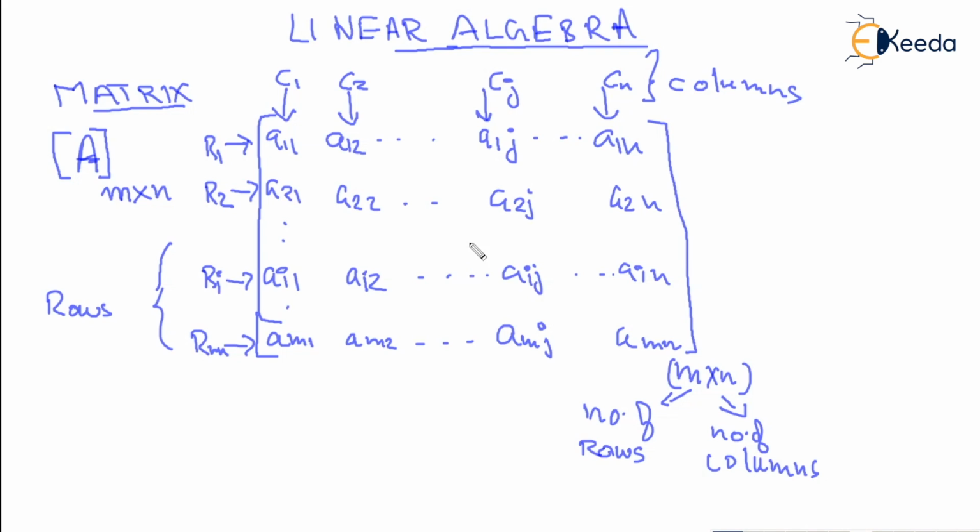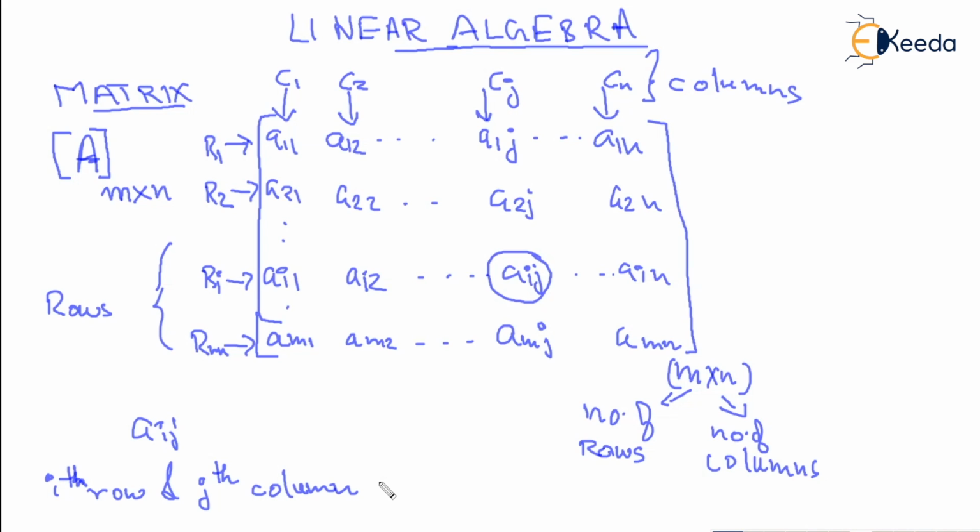If you pick any element, let's say this one, aij, then aij means this is the element in the ith row and jth column.